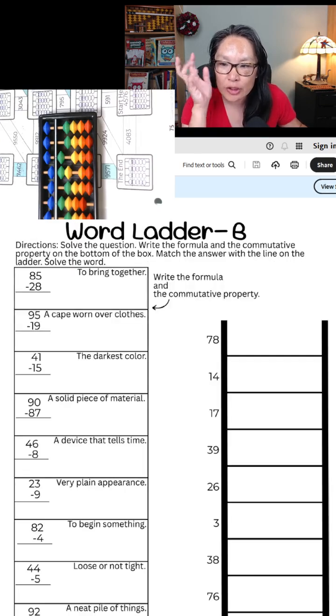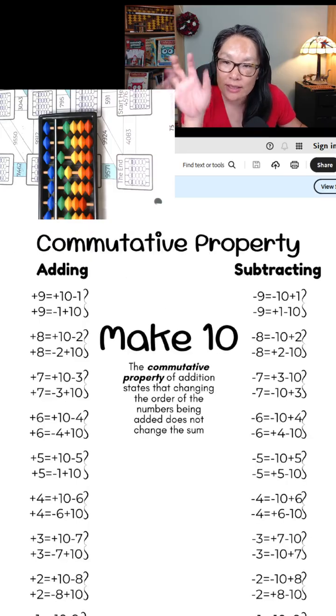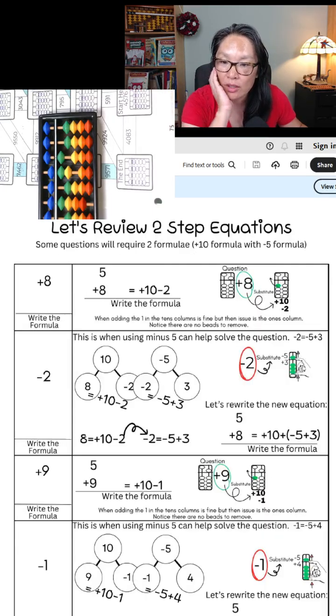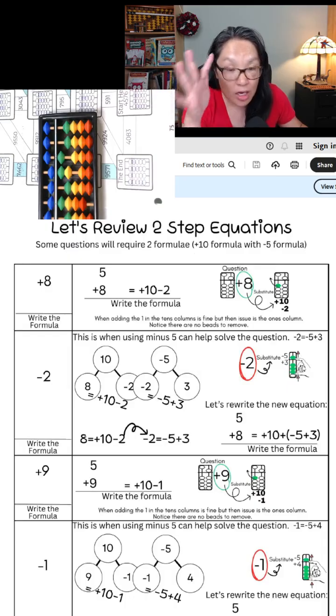So I was trying to add in a little bit of color by number. The word ladder was interesting. That was a new thing. And then they give you the whole cumulative property as a thing. And then I give you the framework, right? This is the framework. And then again, now we start talking about two-step.